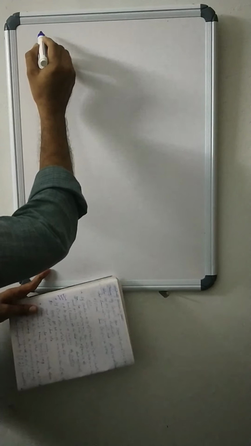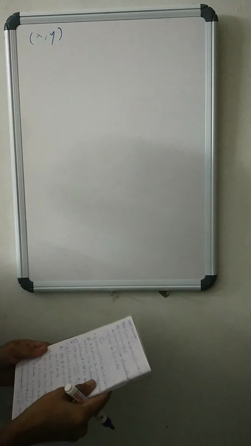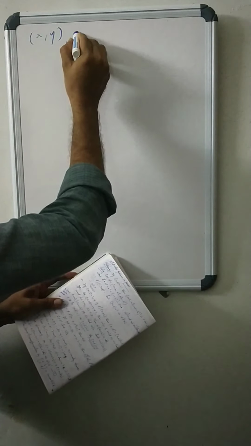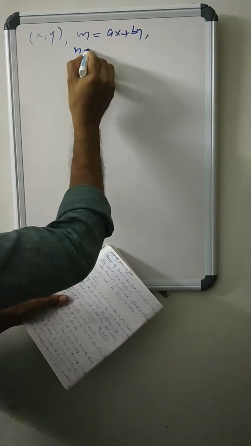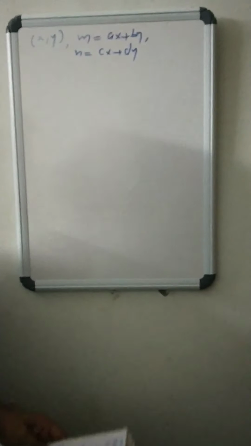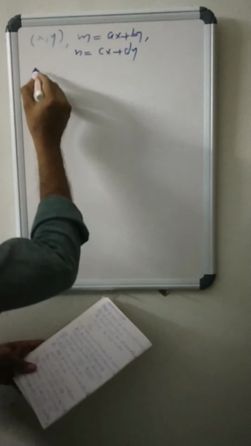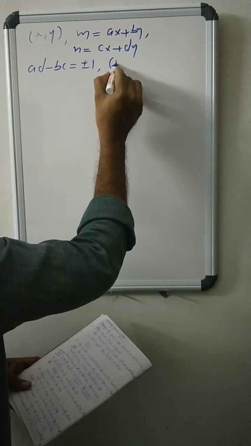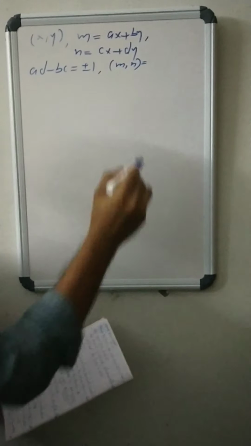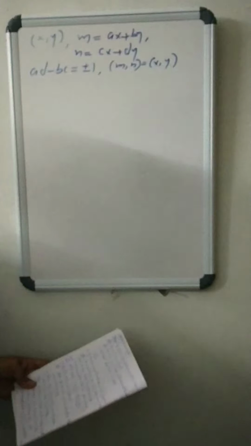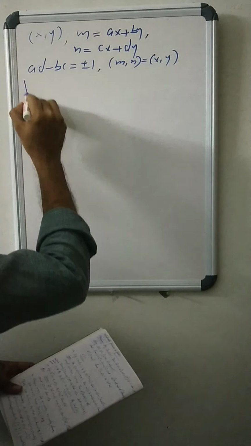Yes. So now let us discuss a problem. Given x and y, with m equals ax plus by and n equals cx plus dy, with ad minus bc equals plus or minus 1, prove that m and n and x and y have the same GCD. That is, GCD of m, n equals GCD of x, y.